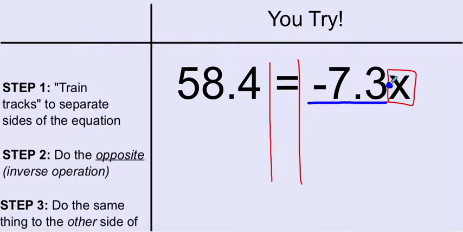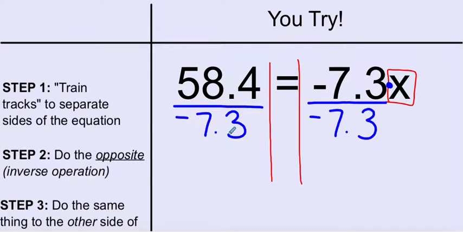The inverse operation or opposite of multiplying is to divide. So I'm going to divide by negative 7.3. I need to keep it balanced, so I'm going to come over here and divide by negative 7.3 as well. Again, this is why we have our calculators. I admit I am not going to try to do this one mathematically as it's going to take too long. So in my calculator, I'm typing 58.4 divided by negative 7.3.